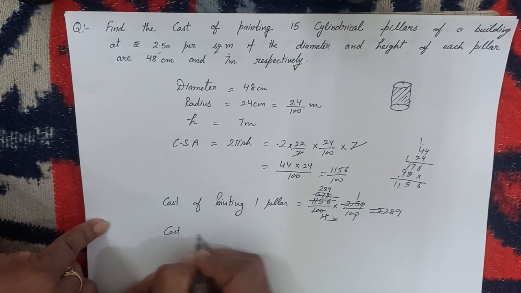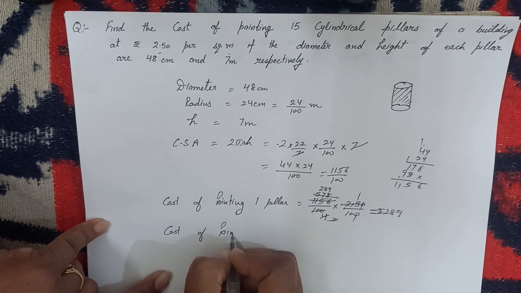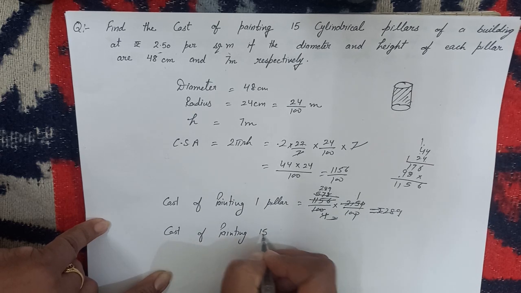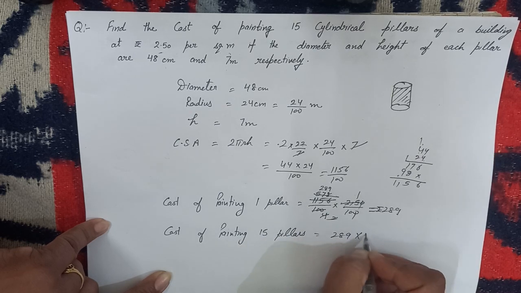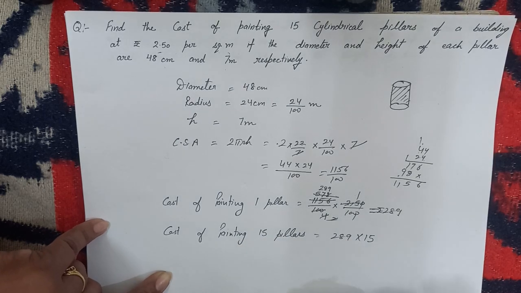Now we need to find out the cost of painting 15 pillars. We have to find that for 15 pillars, so we have to multiply it with 15.